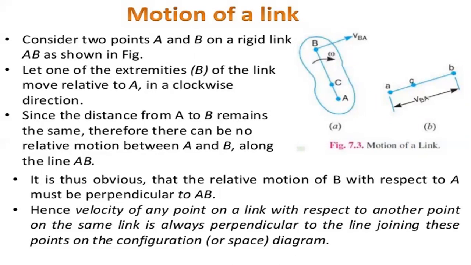Since the distance from A to B remains the same, there can be no relative motion between A and B along the line AB. Here AB is a rigid link, so we are taking AB as a rigid link. So there is no relative motion between the points A and B along the line AB. That is the clarification here.